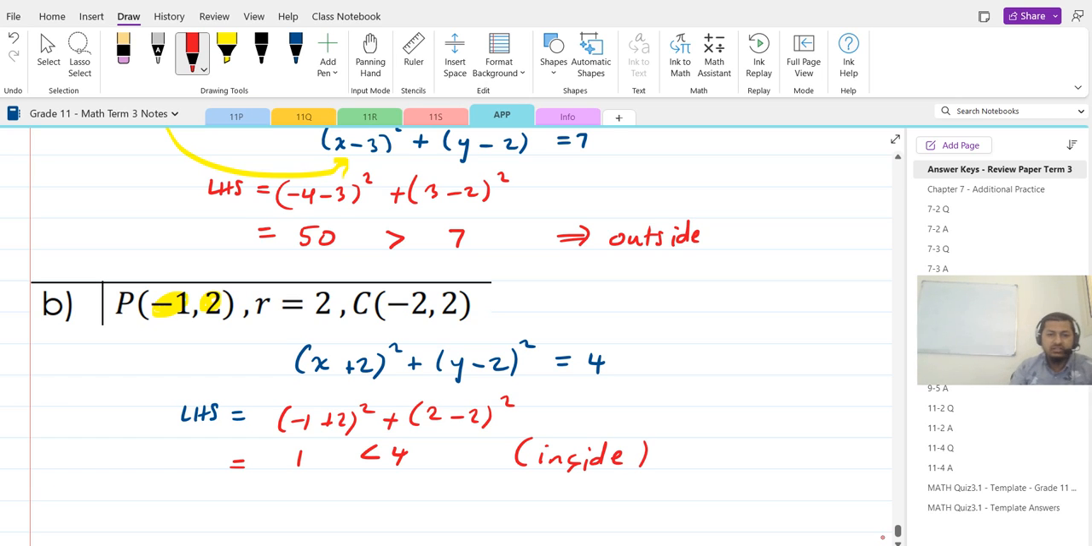Let's double check this answer here. x plus 2 all squared plus y minus 2 all squared is equal to 4. That's correct. Substituting negative 1 and 2 inside here, negative 1 plus 2 squared plus 2 minus 2 squared. Yes, so 1 is less than 4, so it lies inside the circle, right? The point P is inside the circle, that's what we mean.